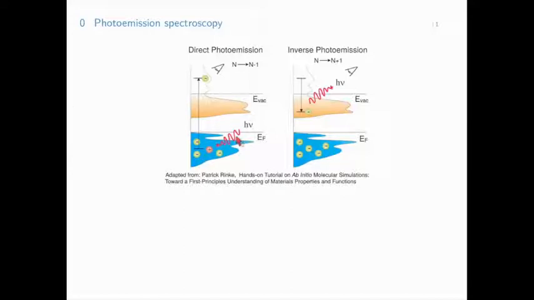Here on the left, you see a sketch of a typical direct photoemission experiment where light comes in and the electrons are kicked out, while on the right, you have an inverse photoemission experiment where electrons come in and light comes out. In this way, we can probe the electronic structure of the system of interest.